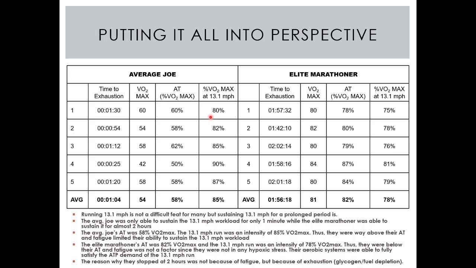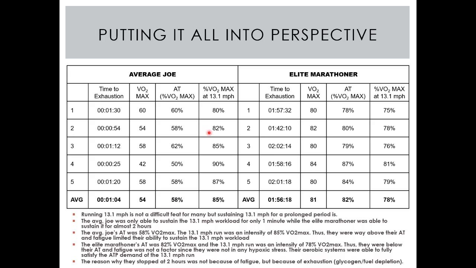So in summary, subject 1 was only able to sustain the 13.1 mile per hour run for only a minute and 30 seconds because that workload was at an intensity above their anaerobic threshold. And you should be confident in understanding that the fatigue subject 1 experienced was in response to that hypoxic stress. Now let's look at subject number 2. Same story as subject number 1.